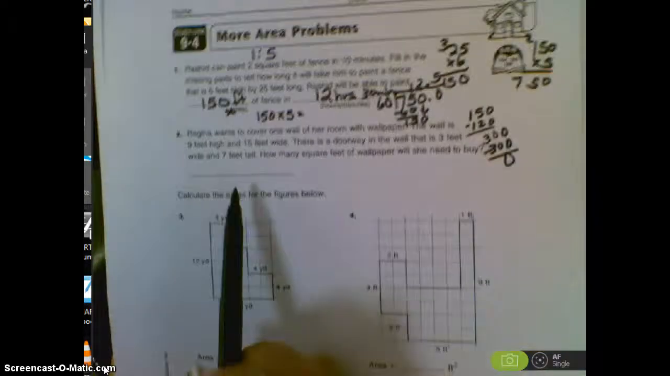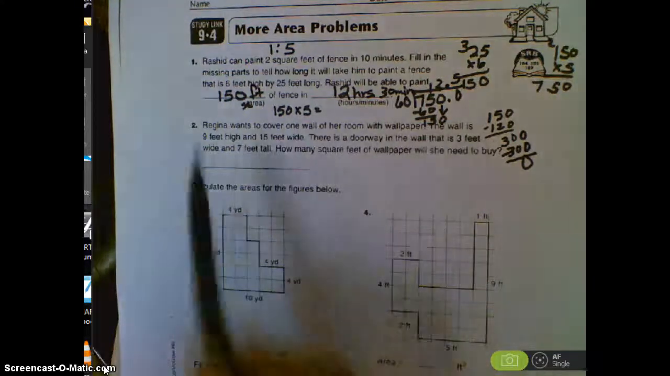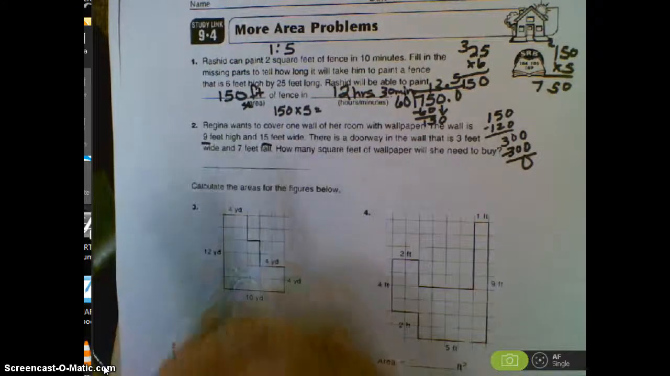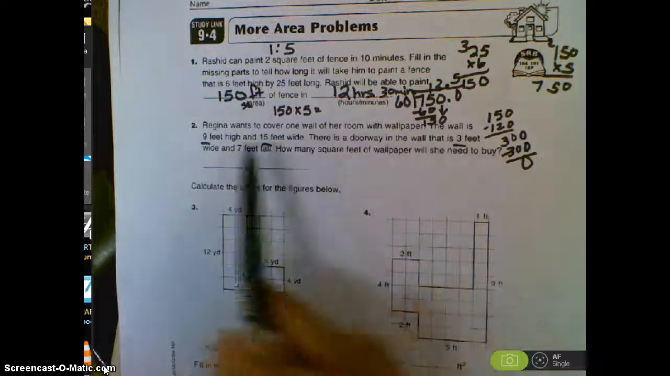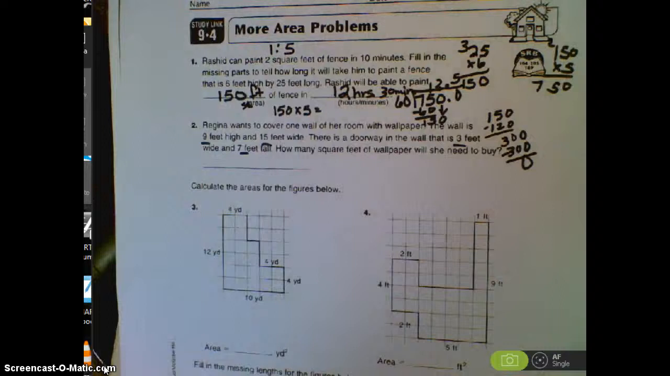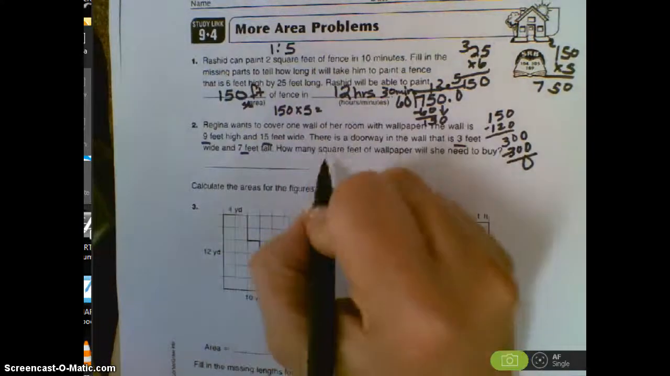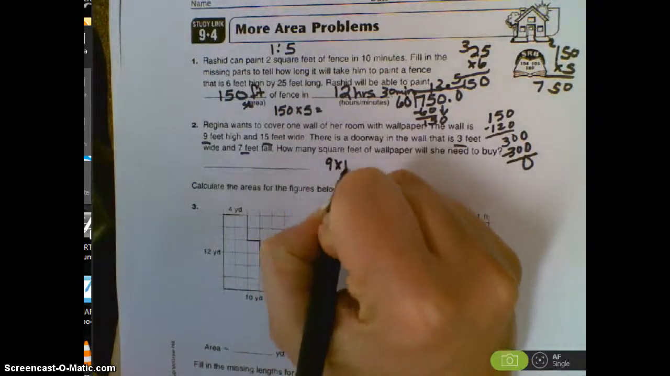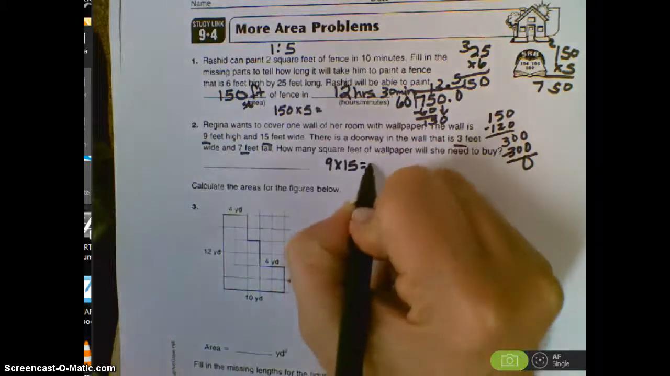Alright. The next one, Regina wants to cover one wall of her room with wallpaper. The wall is 9 feet high and 15 feet wide. There is a doorway in the wall that is 3 feet wide and 7 feet tall. How many square feet of wallpaper will she need to buy? So we'll start by doing the multiplication of these two parts here, the 9 times 15. And if we do that, we find out it is 135.